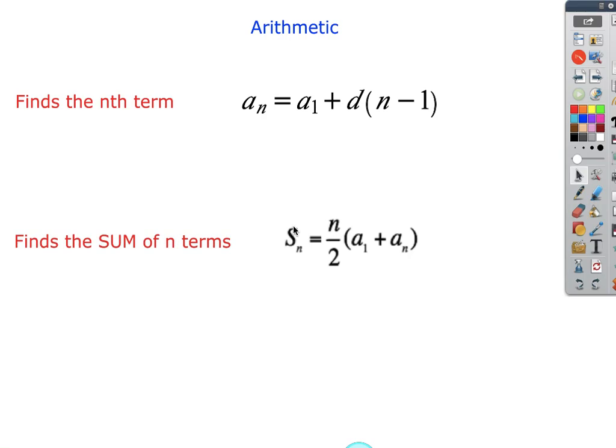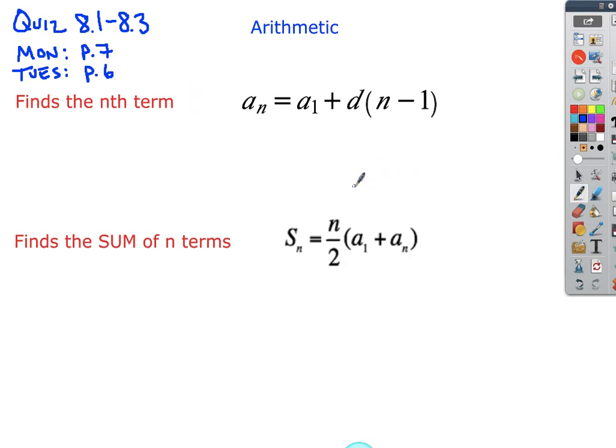All right, I just wanted to do a quick little recap of the formulas that you're going to need for your quiz on 8.1 to 8.3. Your quiz on sections 8.1 to 8.3 will be next week, the beginning of the week. Since we're moving to block days, Monday and Tuesday, that means Monday will be period 7 and Tuesday will be period 6. So that is coming up next week.